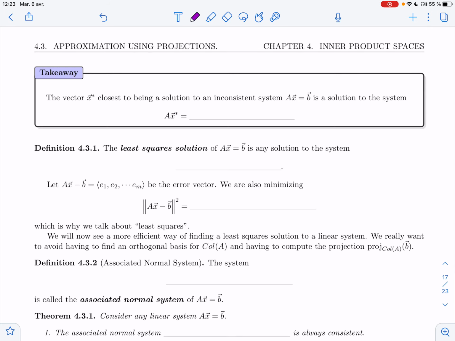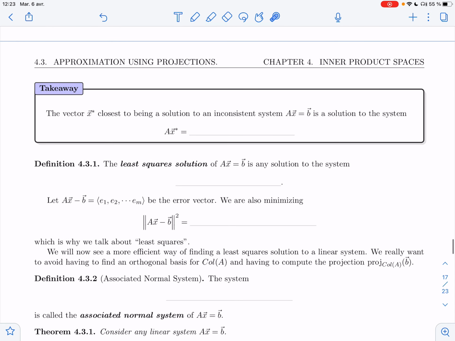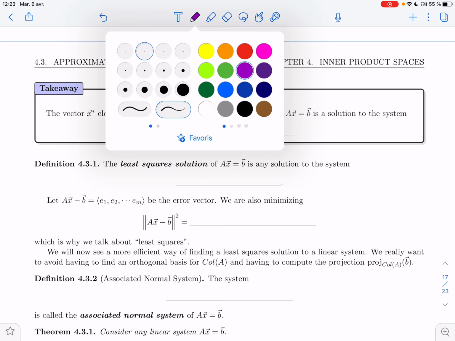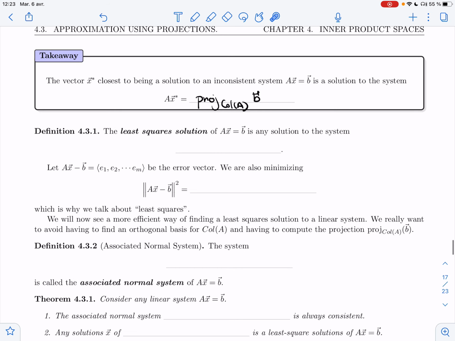Welcome back. In this video, we'll be looking at least square solutions. So we'll be looking at what we did last time and try to improve on our method. Here's the takeaway from the last example. The vector x star closest to being a solution to an inconsistent system, Ax equals b, is a solution to the system Ax equals the projection onto the column space of A. So that was our C. All right, so let's define what least square solutions are, and then we'll look for a better method.